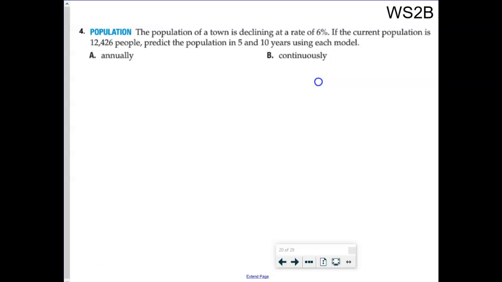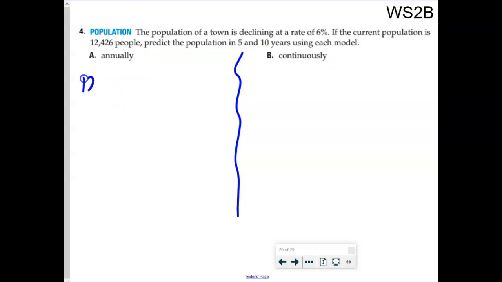Okay, these are humans. So the population of a town is declining at a rate of 6%. If the current population is 12,426, predict the population after 5 years and 10 years using 2 different models. So we actually have 4 problems hiding in here, guys. We're not collecting people. So if our population is declining annually, we're just going to use that really boring formula.